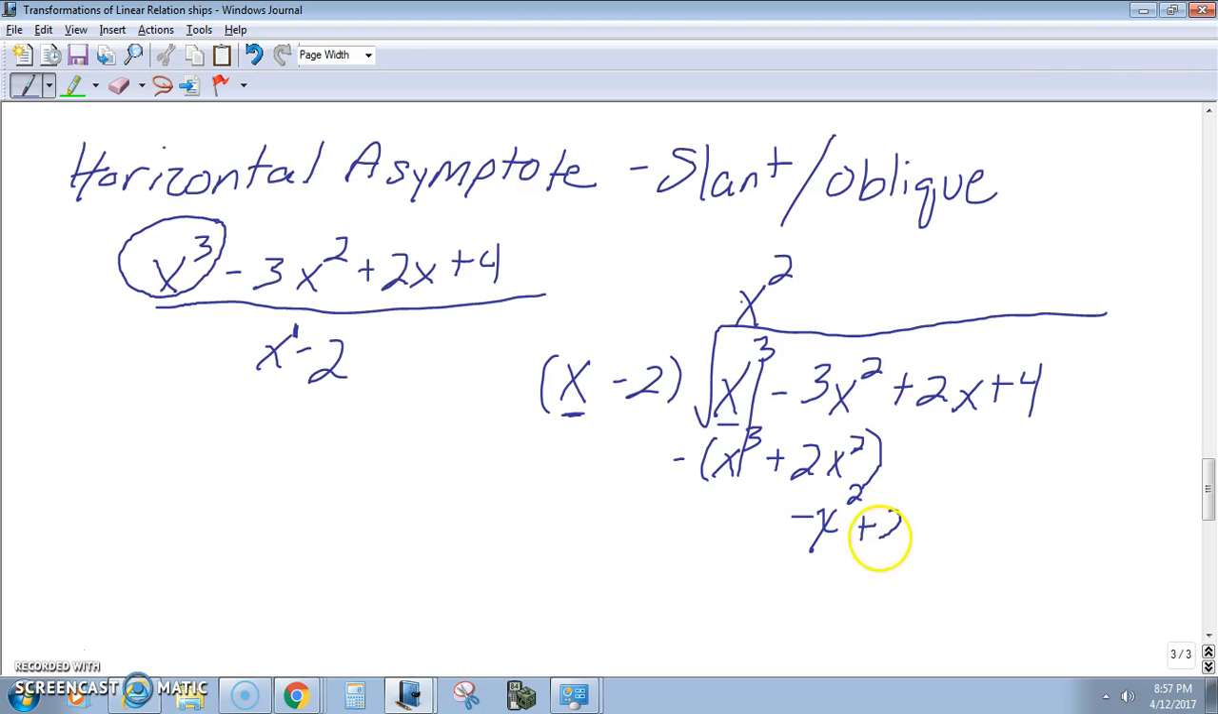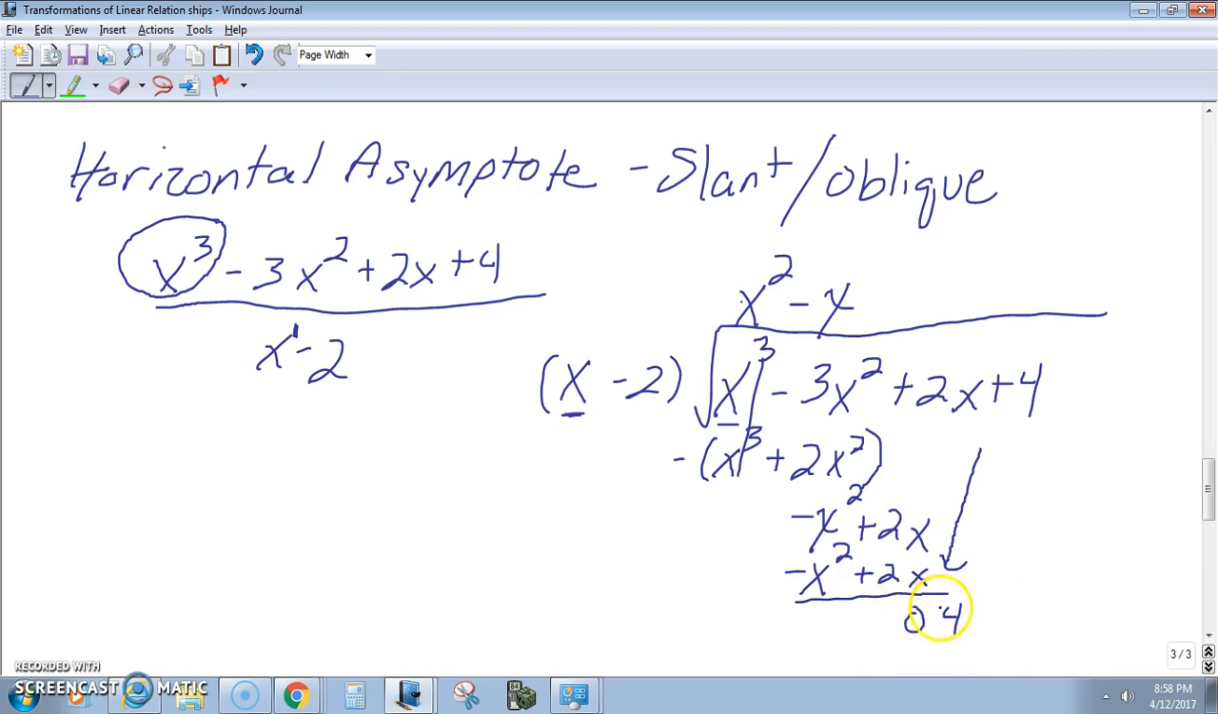Bring down my next component. Okay, so x can go to negative x squared. We're going to subtract just an x. Okay, and distribute that. I get negative x squared. That's what I wanted. I wanted exactly the same thing so that when I subtract, it cancels out. And then negative x times negative 2 is plus 2x. So actually, all of this cancels out. I'm left with 0, right? But I'm going to bring down my positive 4.